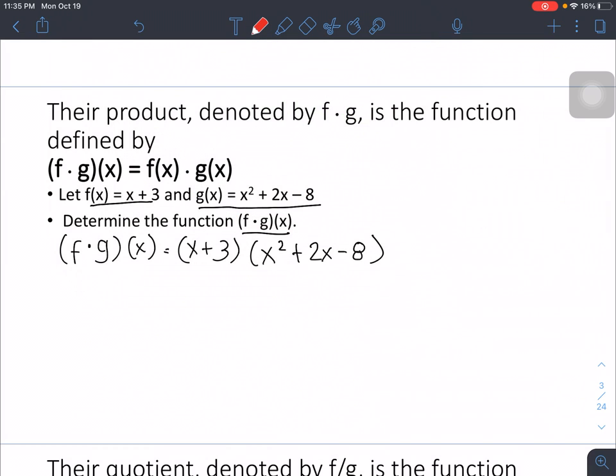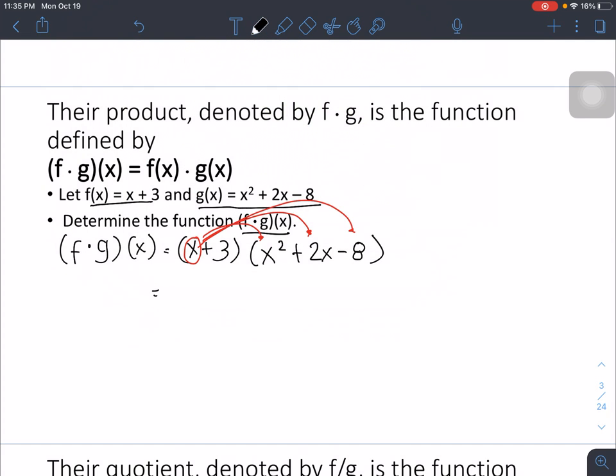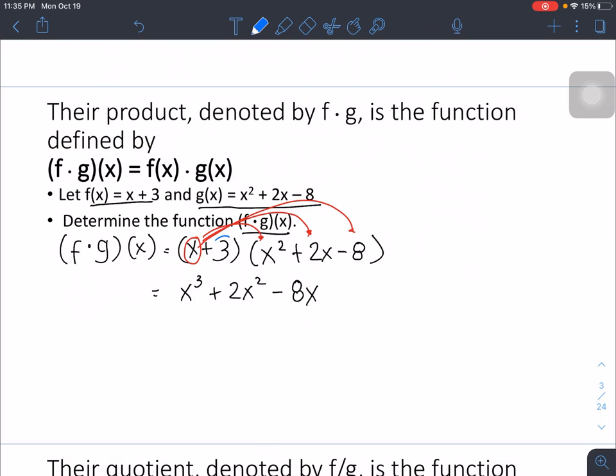Okay, so first let's distribute all the x's to the g of x function. This will be x multiplied by x squared, that will be x cubed. x multiplied by 2x will be 2x squared. x multiplied by negative 8 will be negative 8x. Okay, followed by 3 multiplied by x squared, 2x, and negative 8.